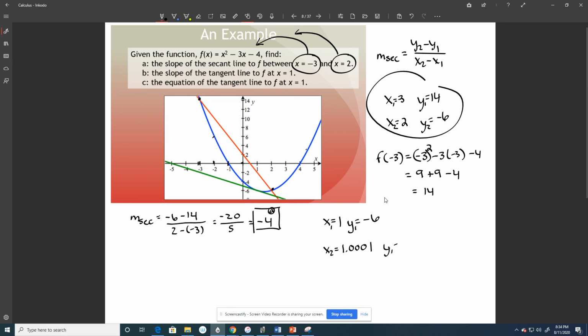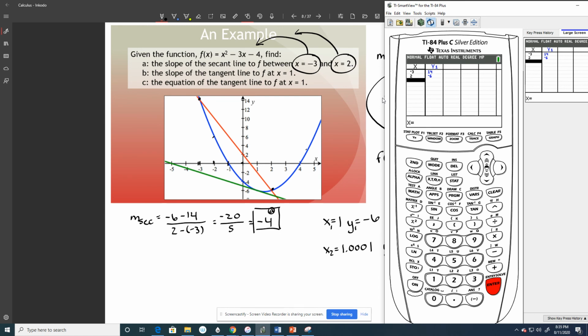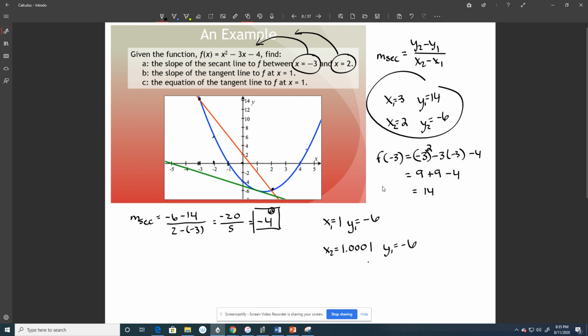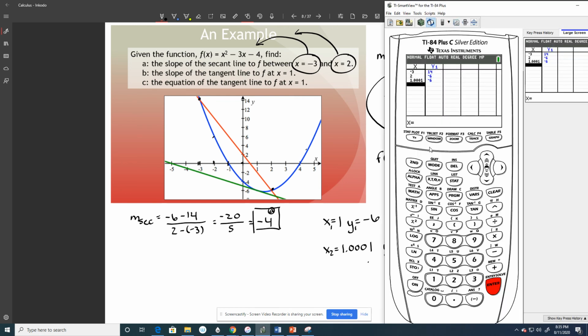So now I need to figure out what is my y sub 1. And again, I'm going to actually use my calculator because I don't want to plug 1.0001 into x squared minus 3x. So I'm going to say if my x is 1.0001, what's my y value? And it tells me that my y value is negative 6. It might be doing some rounding there for me. Let's go just a little bit further away. How about 1.001?